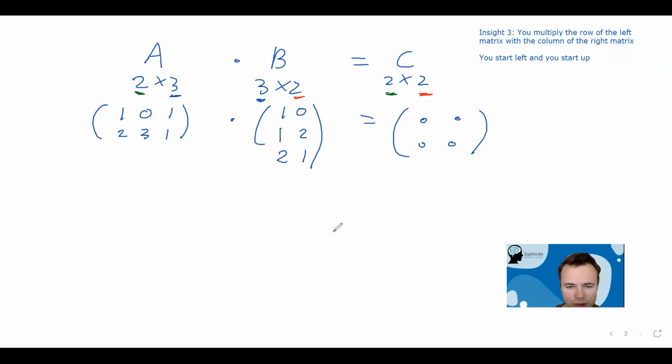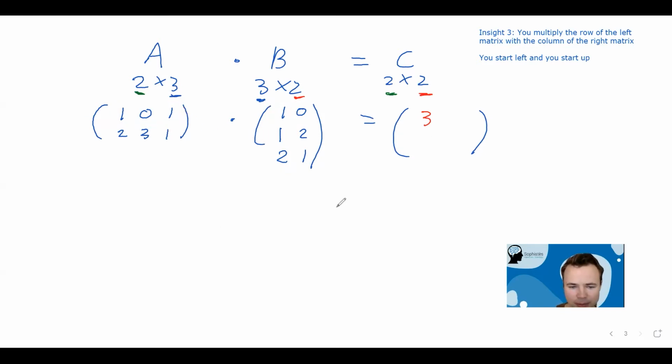So to get the element from row 1 and column 1, I use row 1 and column 1. And I start left and I start up. So I do 1 times 1, which is 1, plus 0 times 1, then it remains 1. And then 1 plus 1 times 2 is 1 plus 2. So my first element will be 3. Does that make sense to you guys? Okay.